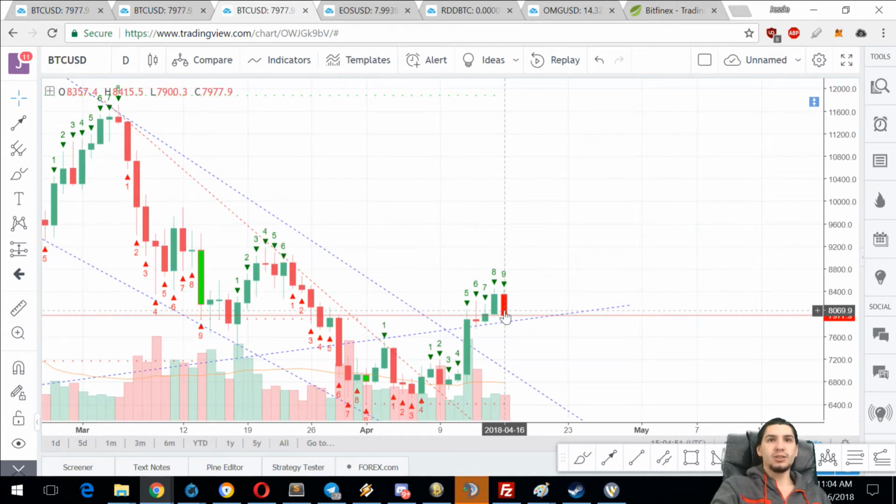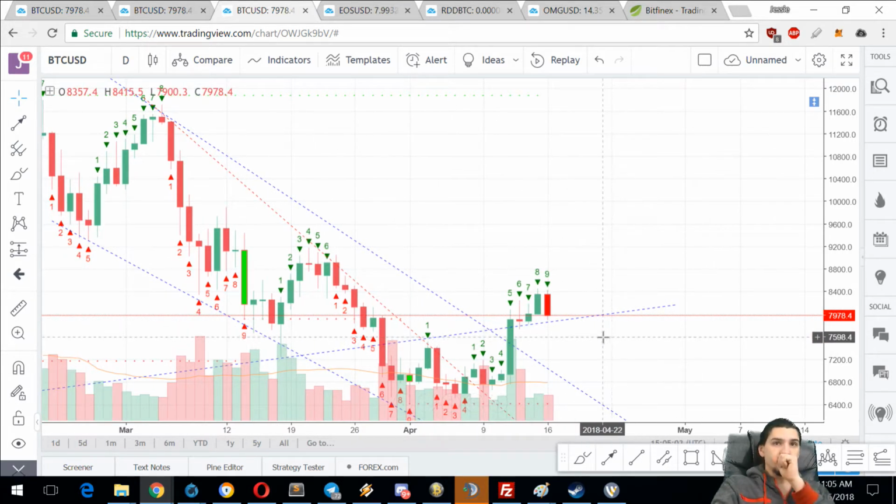You look at this candlestick as well. This is a bearish engulfing candle. We have a solid body candle, but the solid body is trading below the previous candle, so it's a bearish engulfing. It's on a 9 count.